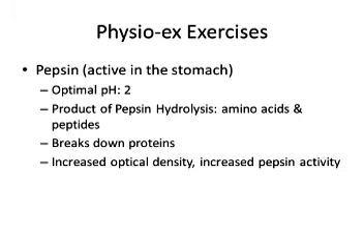Next is pepsin, and pepsin is found in the stomach and is active at an optimal pH of 2, because the stomach is very acidic because it has a lot of acids that need to break the food down even further. What pepsin does is that it breaks down proteins through hydrolysis and turns them into amino acids and peptides. And you would notice that when the optical density increased, the pepsin activity also increased. So the higher the pepsin activity, the higher the number above 0 the optical density would be.